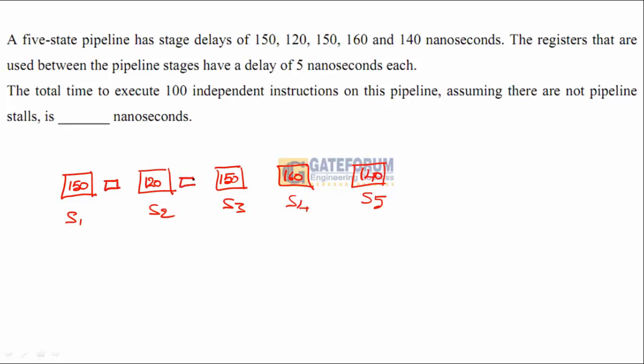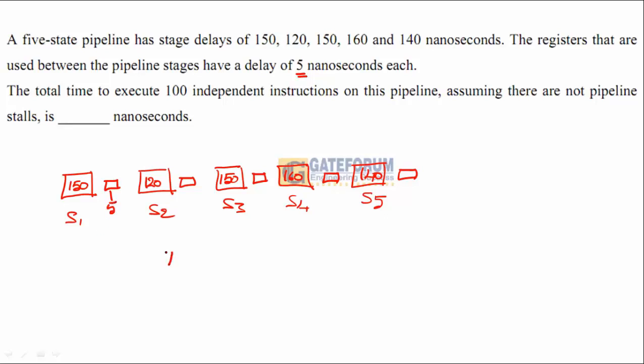And the intermediate registers, which are used to connect each and every pipeline from the previous stage to the next stage, also take some delays, which is 5 nanoseconds each. Each of these intermediate registers R1, R2, R3, R4, R5 has a register delay equal to 5 nanoseconds.